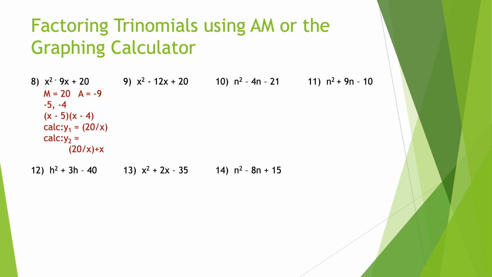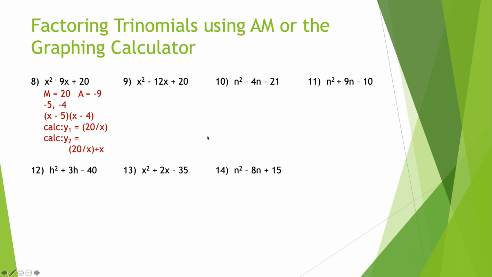Okay, for the first one, I'm going to multiply out to the last term, which is 20, add up to the middle term, negative 9. I double check: x times x is x squared, x times negative 4 is negative 4x, negative 5 times x is negative 5x. Adding negative 4x and negative 5x is negative 9x, and negative 5 times negative 4 is 20, so that works. This is what you would put in the calculator.